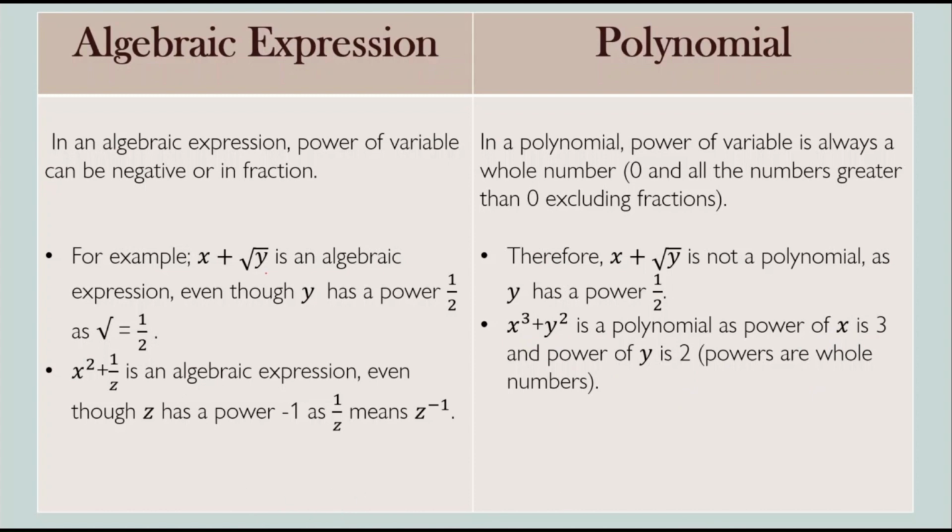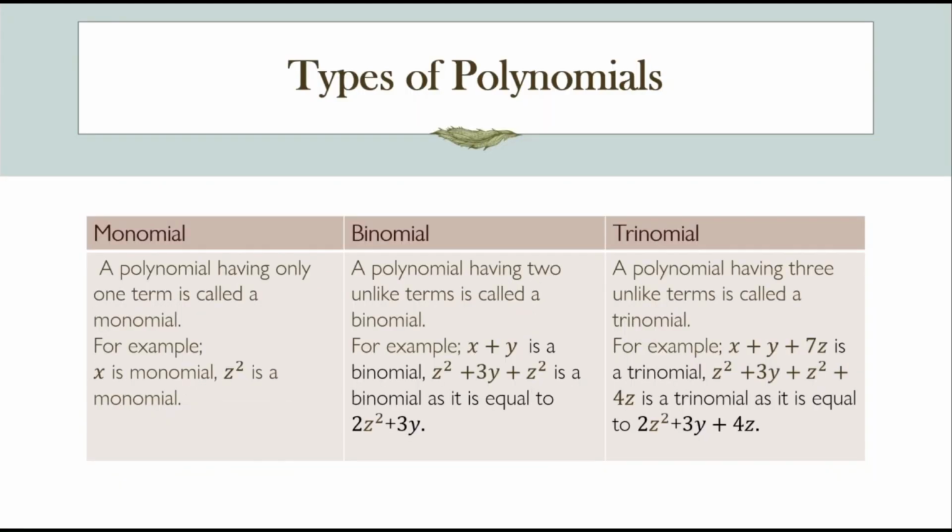Now let's move to the next slide, which is types of polynomials. So we learned about polynomials. Now it's time to learn about the different types we have in polynomials. The first one is monomial. Please remember that whenever you see the word mono, it is related to 1. A polynomial having only one term in it is called a monomial. For example, x is a monomial because it consists of just one term, which is x. z square is a monomial because it consists of one term, which is z square.